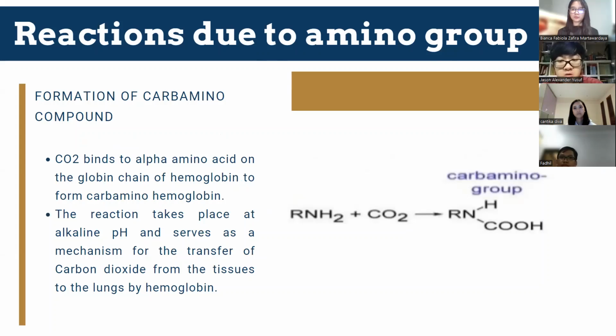Third is formation of carbamino compound. CO2 binds to the alpha amino group on the globin chain of hemoglobin to form carbamino hemoglobin. The reaction takes place at alkaline pH and serves as a mechanism for the transfer of carbon dioxide from the tissues to the lungs by hemoglobin. As you can see in the picture, it's the carbamino group. Next slide, please.